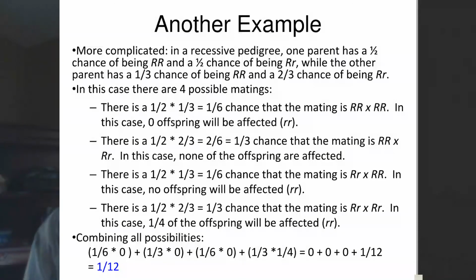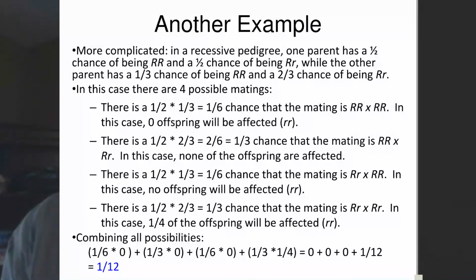But of course, in the first case, no offspring affected because capital R capital R. Capital R capital R times capital R small r. Again, no offspring affected. Same thing with the reciprocal mating. Only in the final case is there a possibility of having affected homozygous recessive offspring. And so if you follow the math, it's 0 plus 0 plus 0 plus 1/12. So the answer is 1/12.